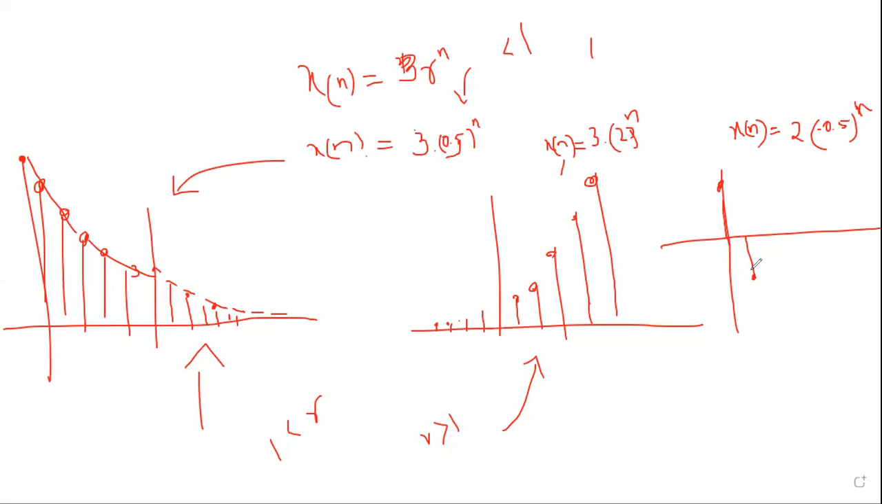Now n equal to 2. 0.5 to the power 2 is how much? 0.25. 0.25 into 2 is going to be 0.5. So it is 0.5, then minus 0.25, then plus.